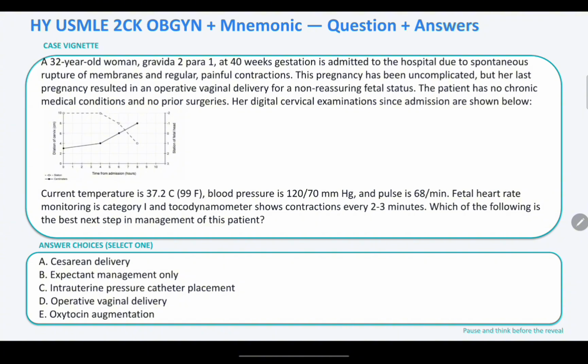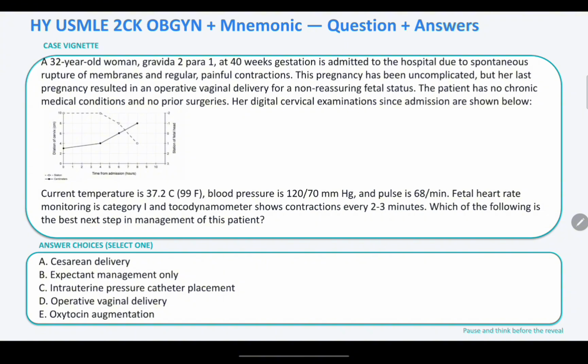So the question asks, which of the following is the best next step in the management of this patient? Pause the video for 1 minute and choose the answer. Alright, the correct answer is B, expectant management only.